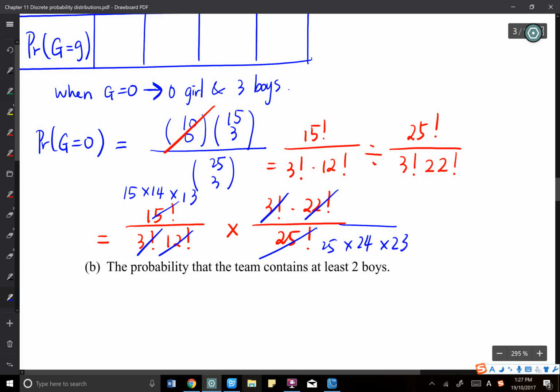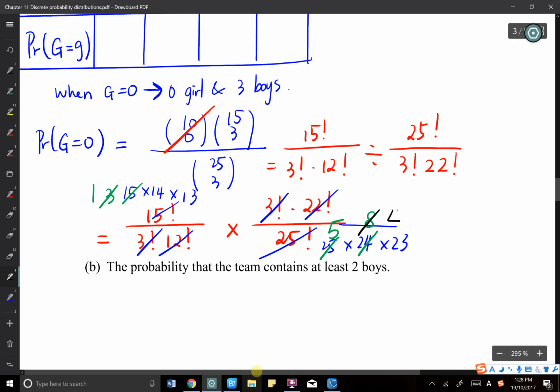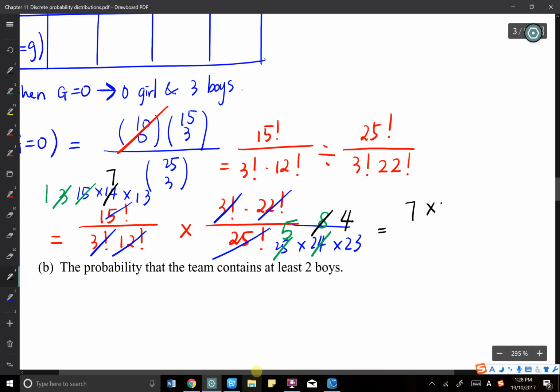Then I have 15 and 25. I can divide by 5 on that. I have 3 on top, and 5 on the bottom. The 3 can cancel further with this 24, and I have 8 here. This 8 can be divided by 2, giving 4. This 14 divided by 2 gives 7. I think that's it. The top is 7 times 13. The bottom is 5 times 4 times 23.